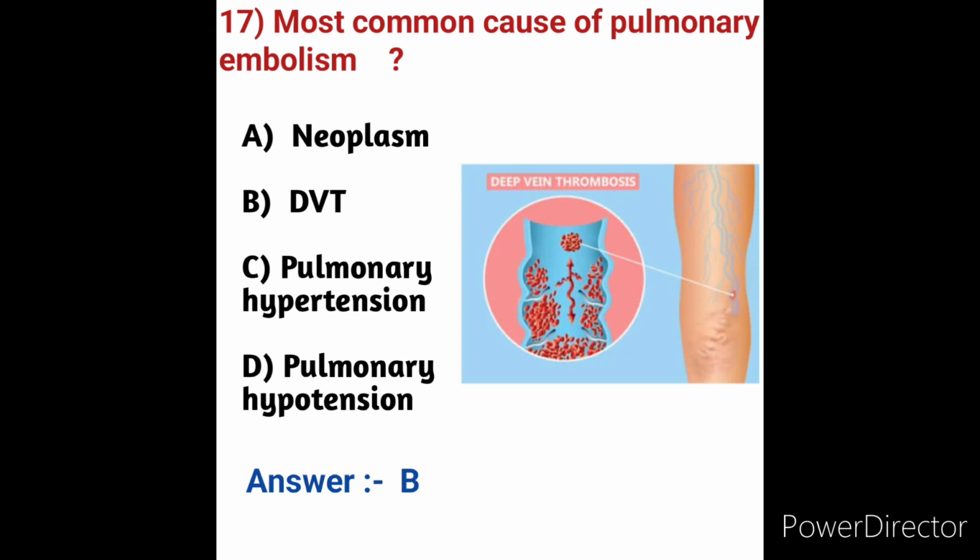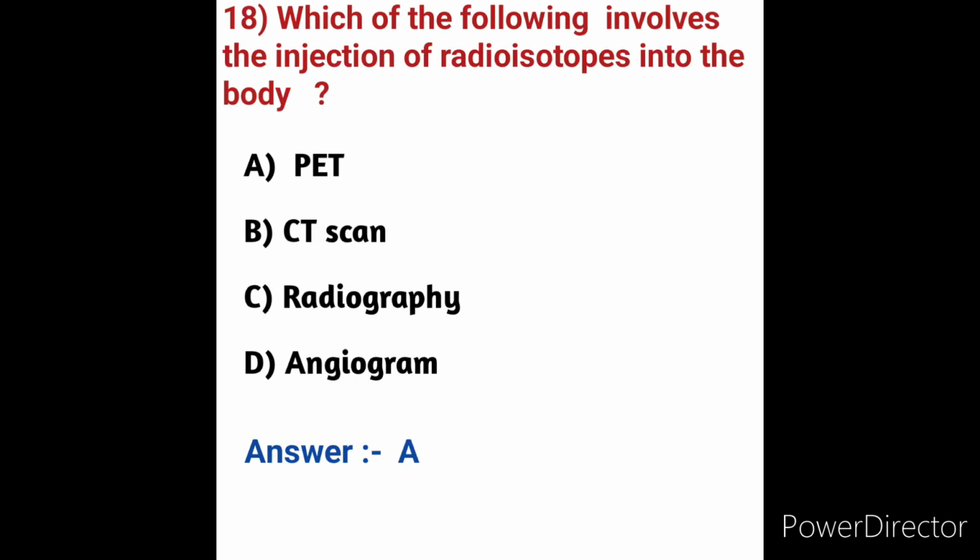Next, move on to question number 18. Which of the following involves the injection of radioisotopes into the body? Here we are injecting radioisotopes into our body. We will see the options. Option A, PET. Option B, CT scan. Option C, radiography. Option D, angiogram.